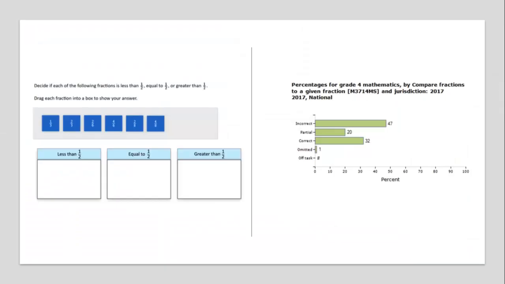The Common Core State Standards emphasize understanding of the meaning of the fraction symbol, equivalent fractions, comparing fractions with different denominators and numerators, and solving fraction problems that involve addition, subtraction, multiplication, and division.